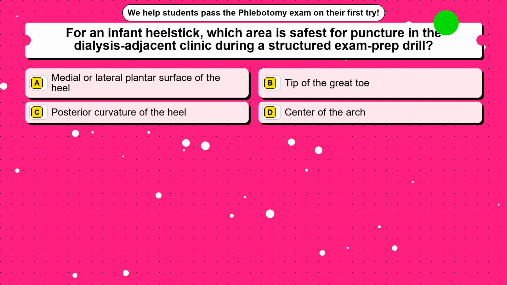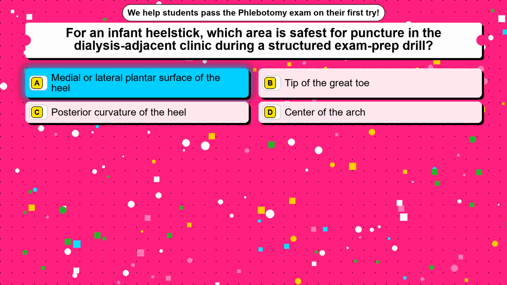Question 75. For an infant heel stick, which area is safest for puncture in the dialysis-adjacent clinic during a structured exam prep drill? Option A. Medial or lateral plantar surface of the heel. Option B. Tip of the great toe. Option C. Posterior curvature of the heel. Option D. Center of the arch.